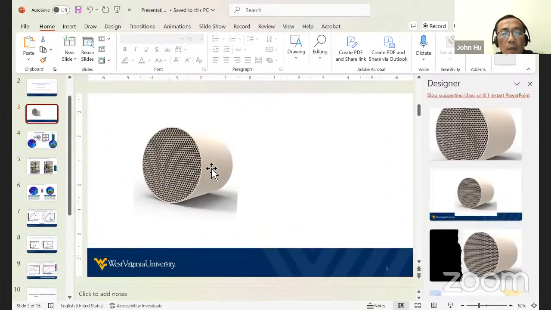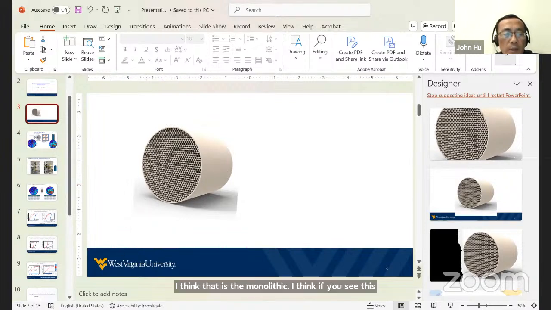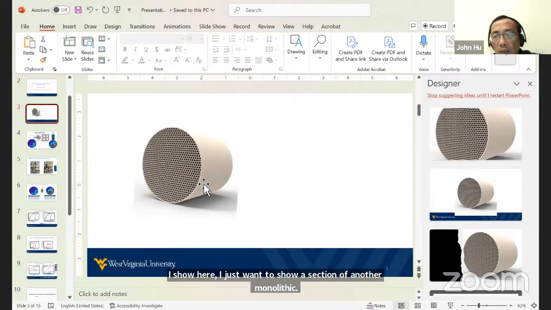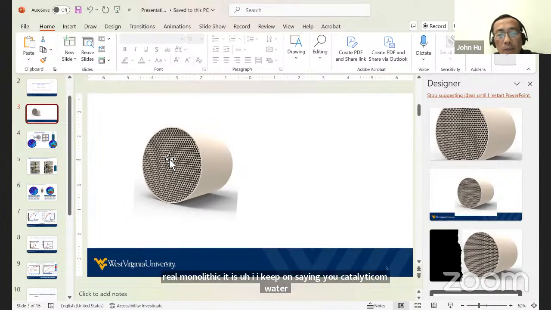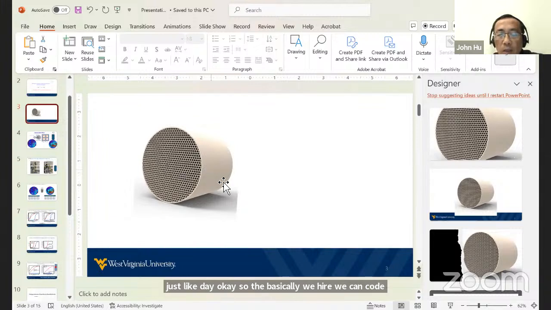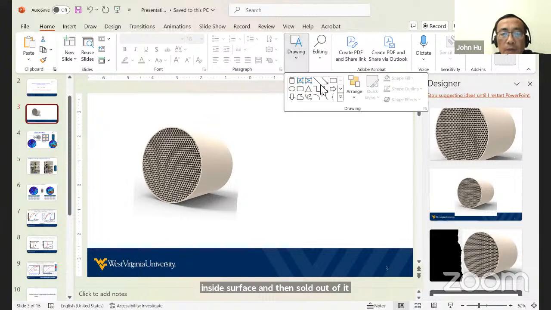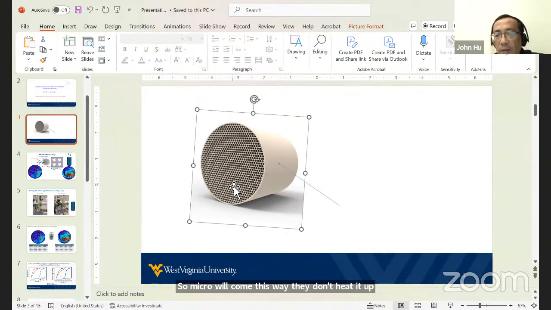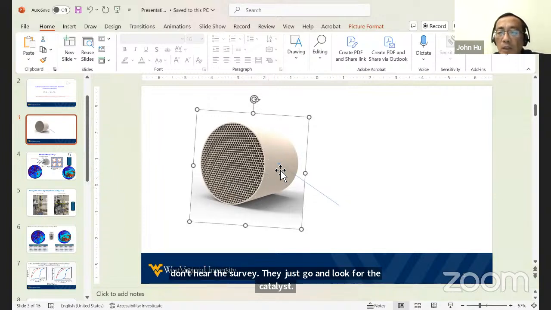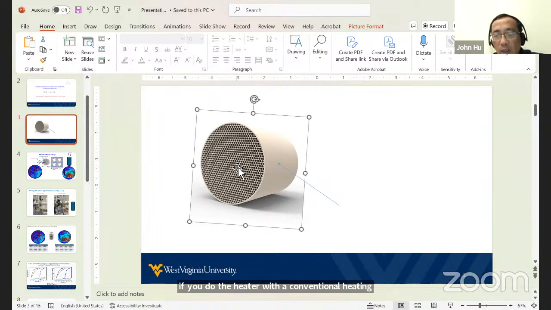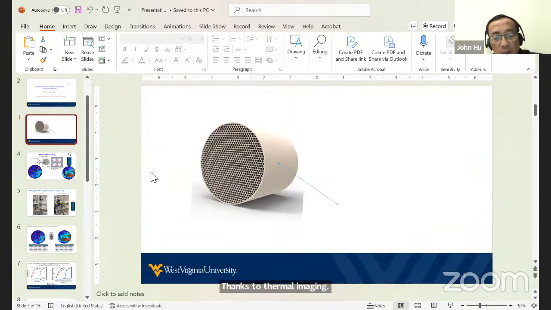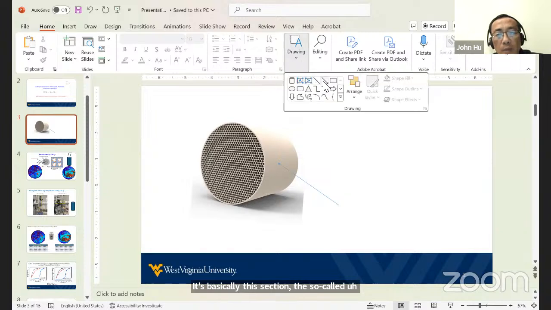So the section before, I think that is monolithic. If you see this picture, it's getting better. Is that clear? I just want to show a section of that monolithic. The real monolithic is like a catalytic converter. We can coat the inside surface, so that when microwave comes this way, it doesn't heat the surface. It just goes and looks for the catalyst. Otherwise, with conventional heating, the whole thing will be hot. But microwave can heat selectively what is catalyst coated. And the thermal imaging is basically this section, where you see the camera.